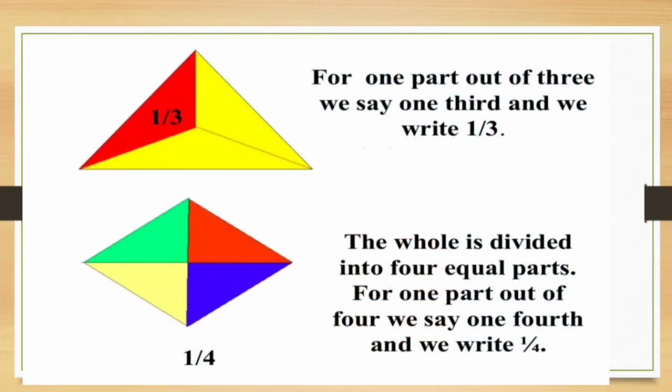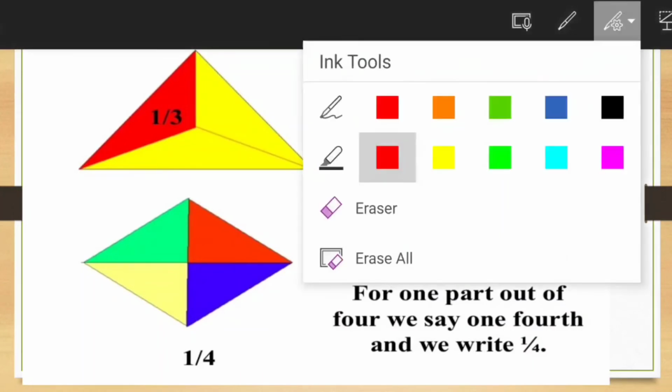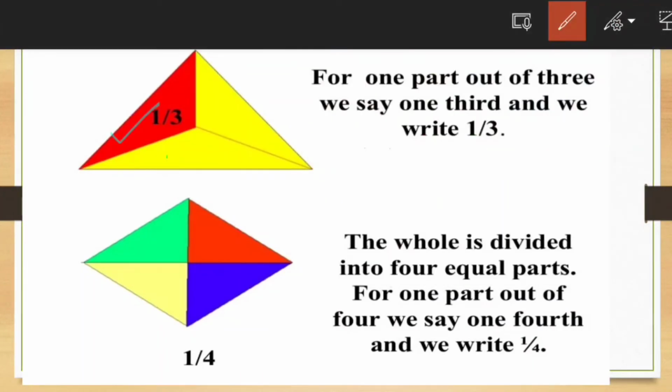For one part out of the 3, we say 1/3 or we write it as 1 upon 3. Can you see this triangle? In this triangle there are a total of 3 parts. There are total how many parts? 3. This one and this one. So downside we will write 3. And we can say that 2 parts are yellow, but one is different. What is that? The red one. So we mark it as 1 upon 3, or we can say it as 1/3 also.